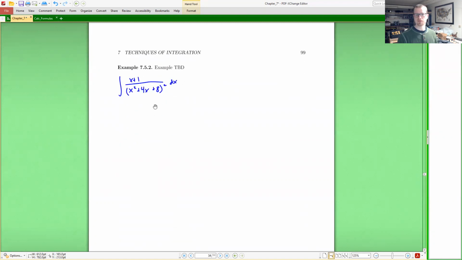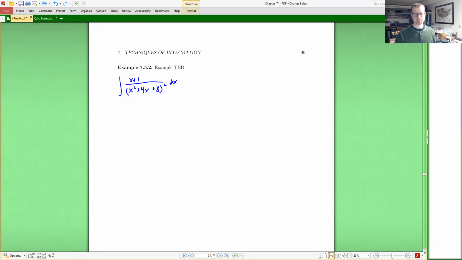For the next example, we have x plus 1 divided by x squared plus 4x plus 8, all squared. So we go again to our outline strategy. We simplify the integrand if possible. Well, something that you could do: you have a polynomial divided by a polynomial. When it tells you to simplify and you have polynomials, one thing you can do is factor the numerator, factor the denominator, and ask, do I have any common factors? Simplify.